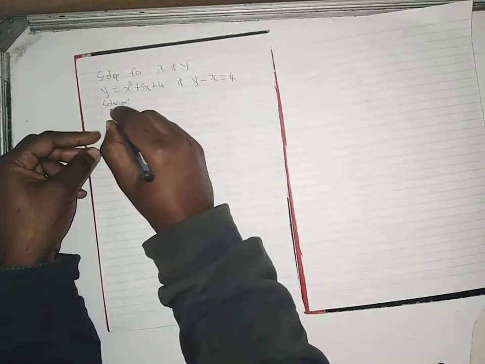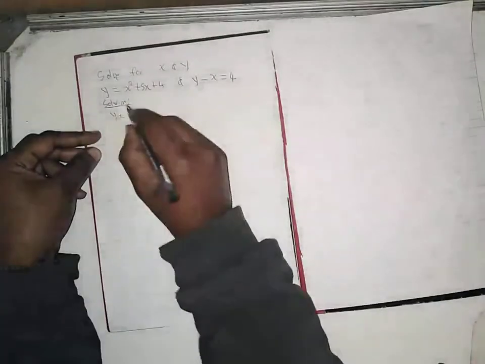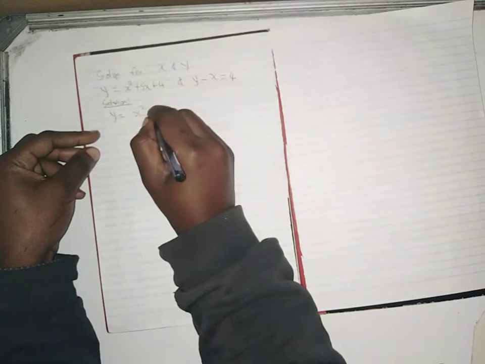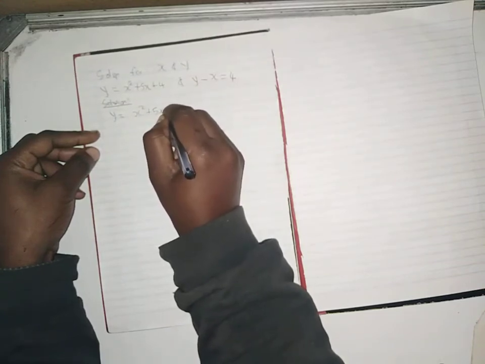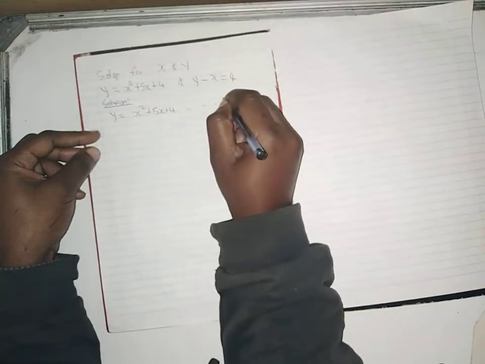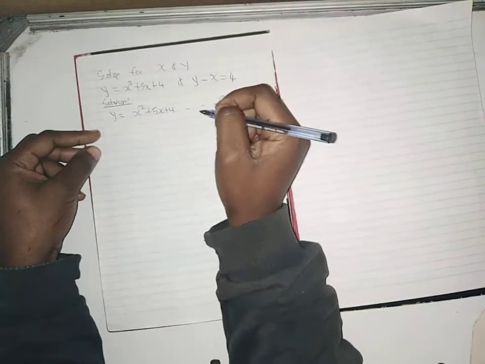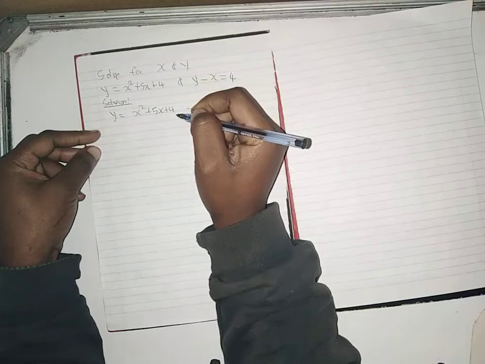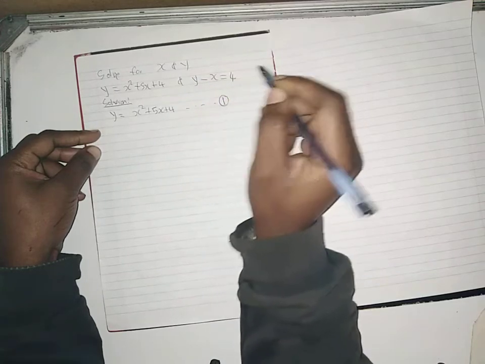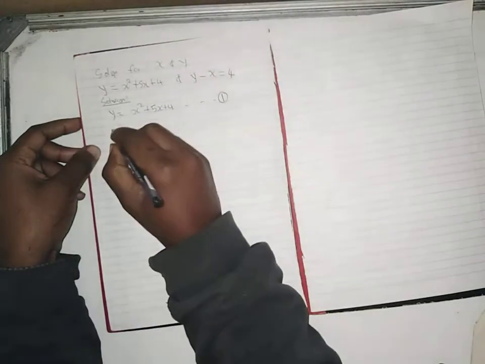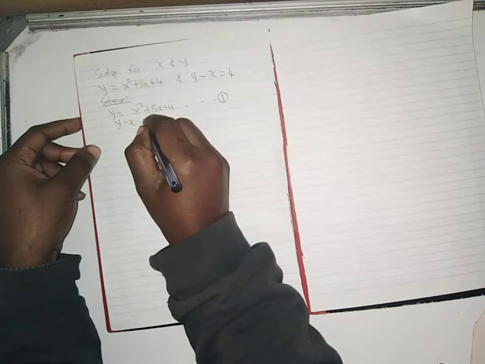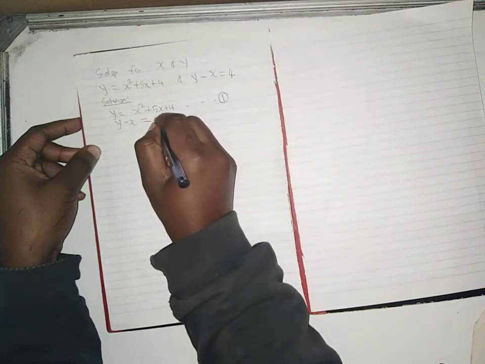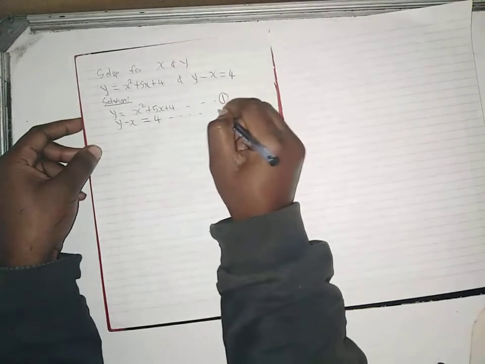Okay, so we've got y is equal to x squared plus 5x plus 4, and this is equation number 1. Then take this equation as it is: y minus x is equal to 4. Now this is equation number 2.